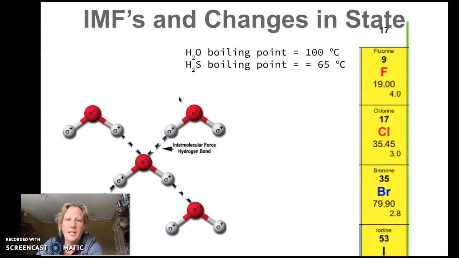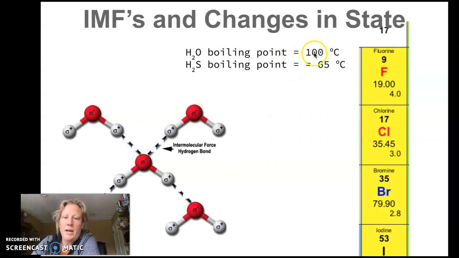So, changes in state like boiling and melting. Here would be an example of water and the hydrogen bonds that it has. The hydrogen of one water is going to be attracted to the oxygen of the other, and this is going to happen in many different directions. If this is a liquid and we're going to change it to a gas, or boiling, all of these have to be broken in order for the waters to be able to escape.